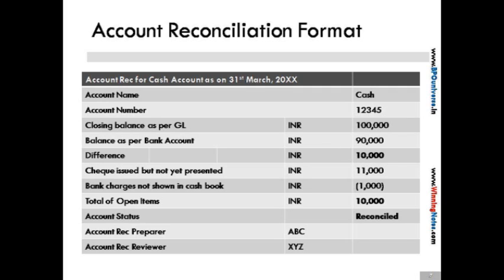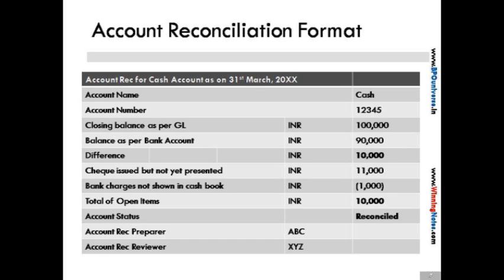On getting more details from the bank, we noticed that a check was issued but not yet presented, of rupees 11,000. Similarly, the bank had charges in the bank statement which were still not reflected in the cash book, amounting to rupees 1,000. A net of these two items amounts to rupees 10,000, which is the difference between the bank account and the cash account. Hence, the total of open items amounts to 10,000. Some of these open items get corrected automatically, whereas for some we need to pass an adjustment.